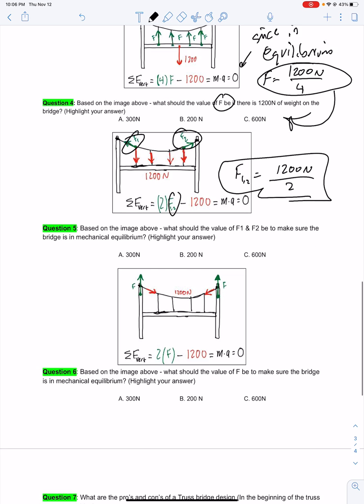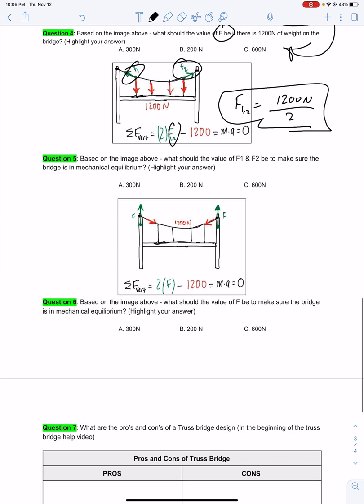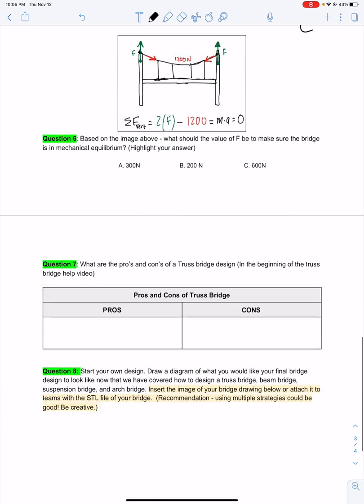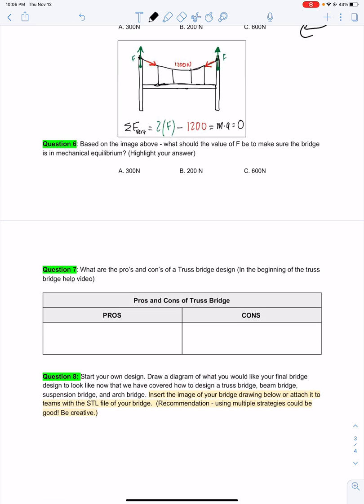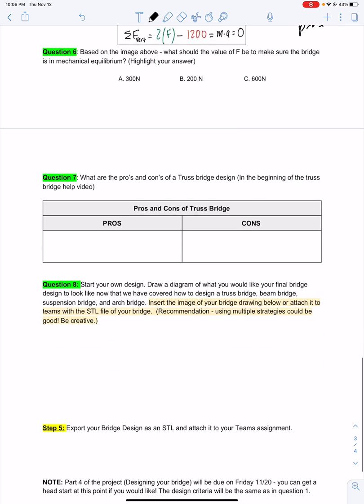Because remember, again, the goal of good bridge design is to make sure that we're always in equilibrium. The sum of our forces always adds up to 0. All right, and based on the diagram above, so that one we just did, Question 6: what should the value of F be to make sure that the bridge is in mechanical equilibrium? This is the same problem, so I'm going to let you guys do this one, okay? All you need to do is determine, based on this equation, what the value of F should be such that we're always in equilibrium. The sum of our forces always adds up to 0.